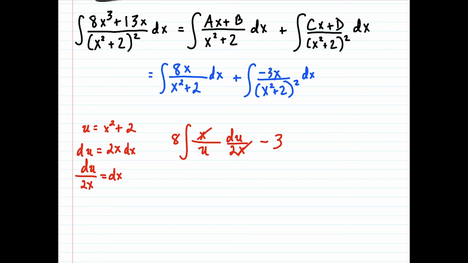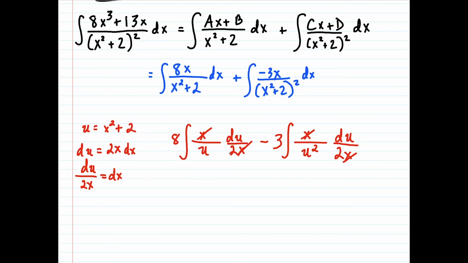I'm going to take that -3 out from the numerator, and that's going to change this addition to subtraction. So we have -3 times the integral of, and we're left with an x in the numerator. In the denominator, we're going to have u squared, because x squared plus 2 is u. And then dx is equal to du over 2x. So once again, the x's cancel out.